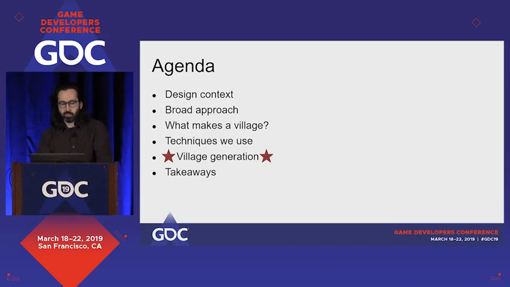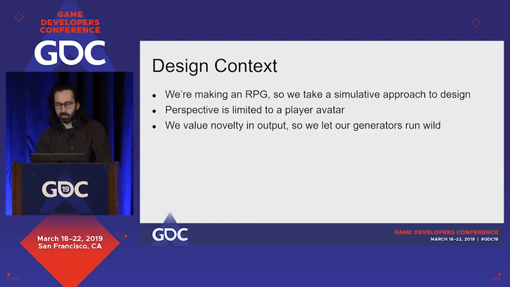So it's going to be a pretty long talk today, and there's a lot going on. So this is what we're going to be doing. So first, I'm going to establish some design context. We're going to tell you about what our broad approach was. We're going to get on the same page by agreeing on what a village is. I'll show you some of the techniques we use, and then the little starred item here, village generation. This is where most of the talk is going to live. We're going to be doing this sort of dive into the whole system flow of our village generation, and then we'll try to distill it down to some takeaways at the end.